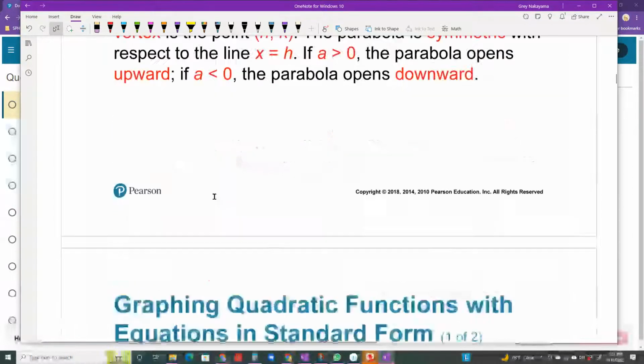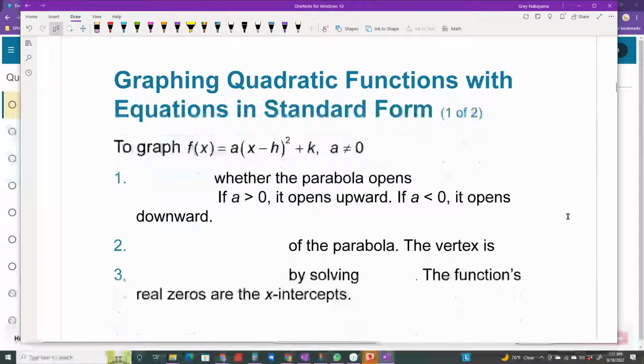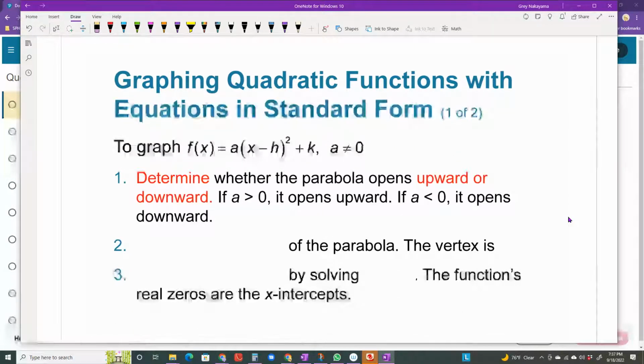So, the steps to graphing, okay? First off, you want to determine whether that parabola opens up or down. We just talked about it. If a is greater than 0, it opens up. If a is less than 0, it opens down. Next, you always have to find the vertex of the parabola. In this standard form, the vertex is (h, k). It's easy. Not always going to be that way.